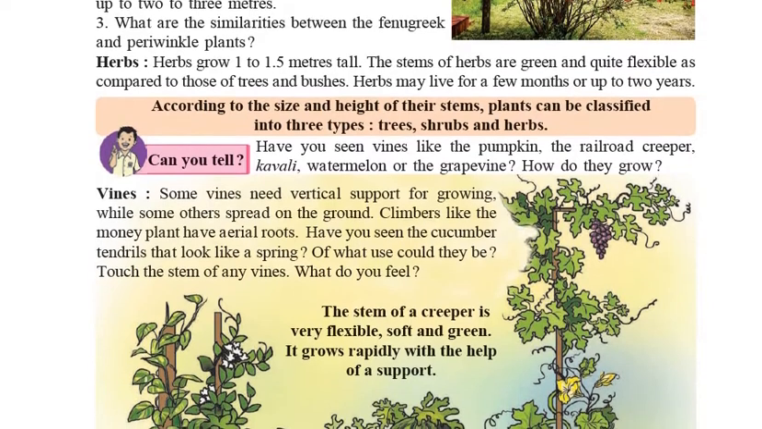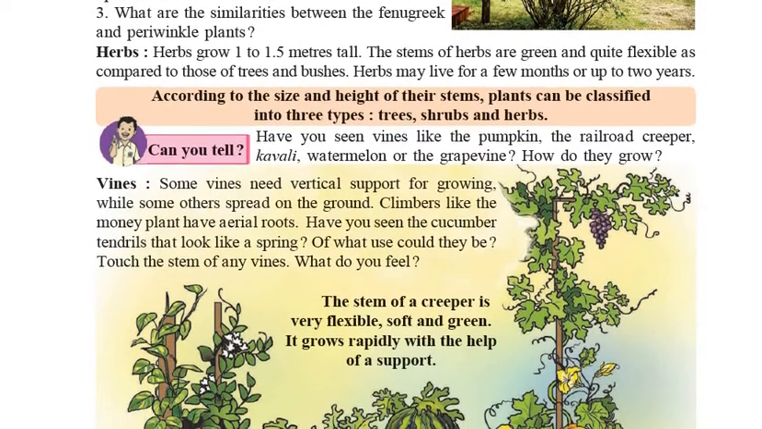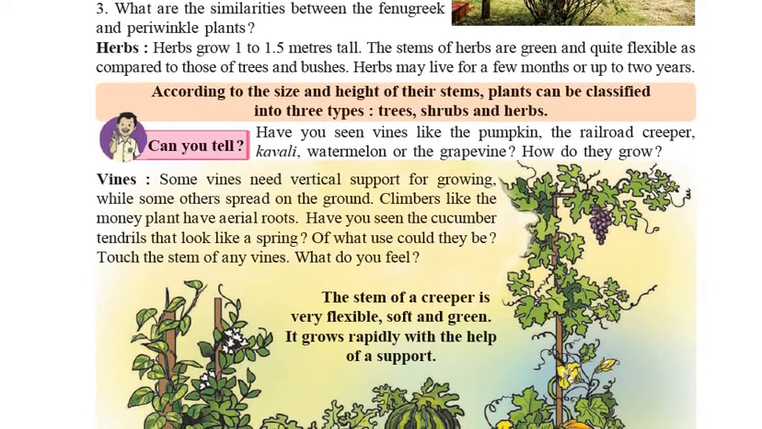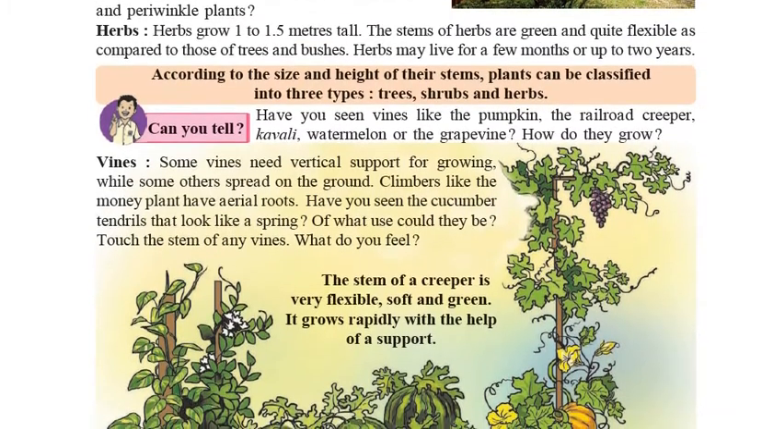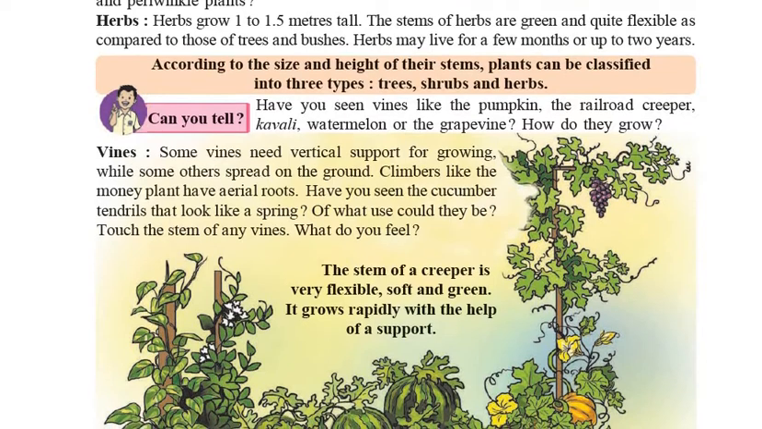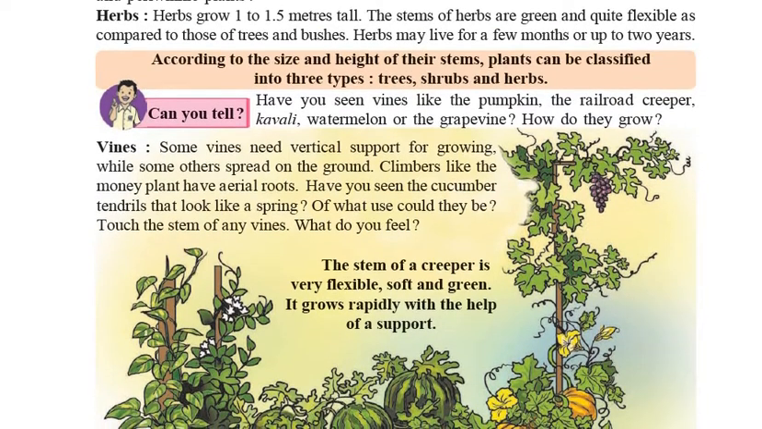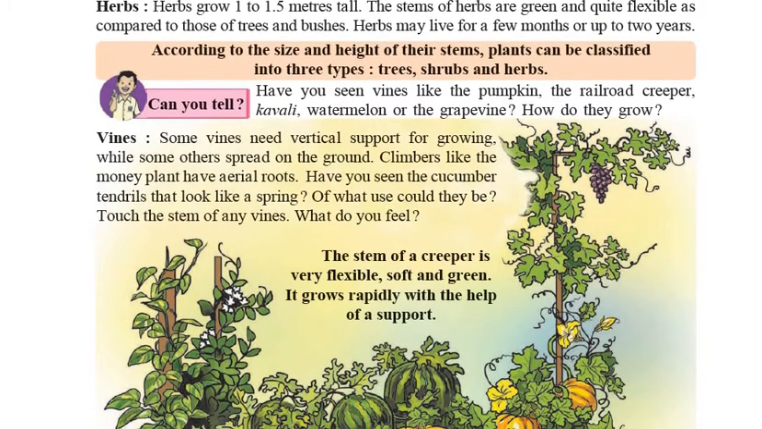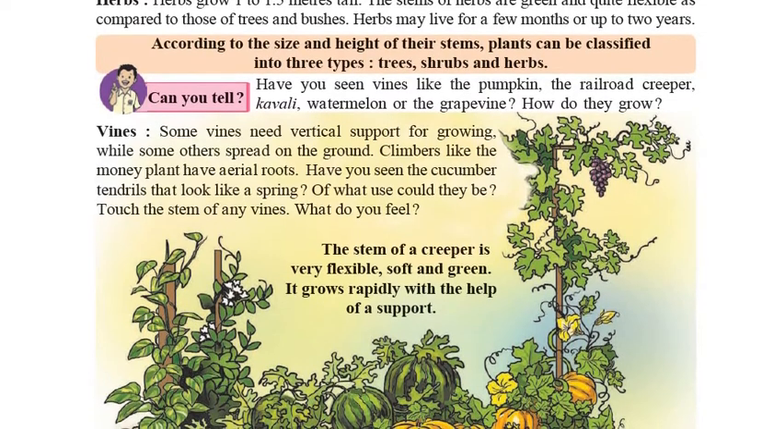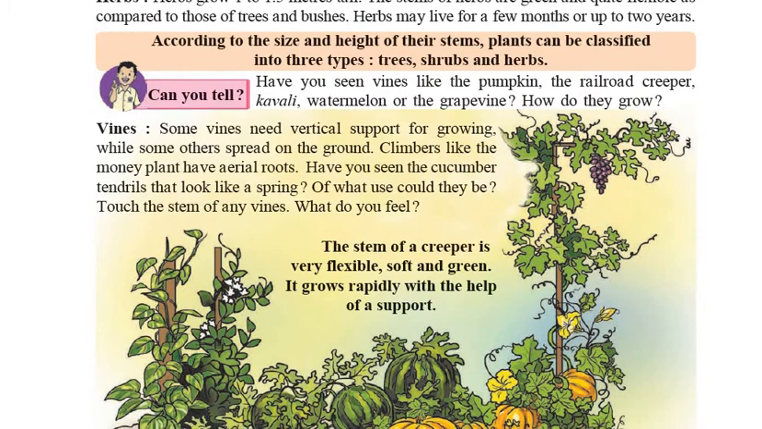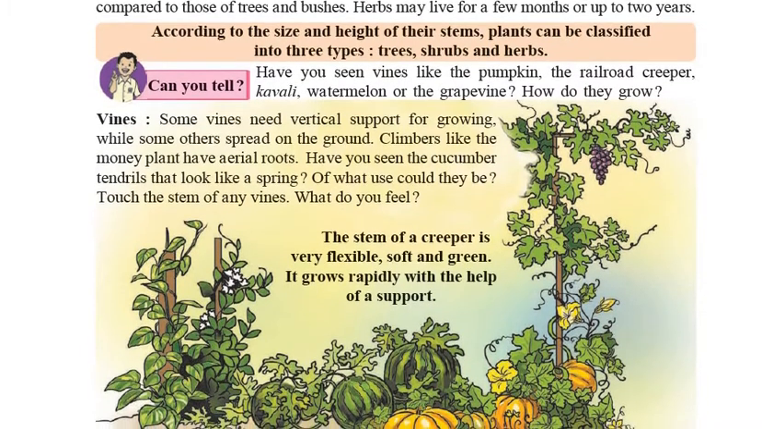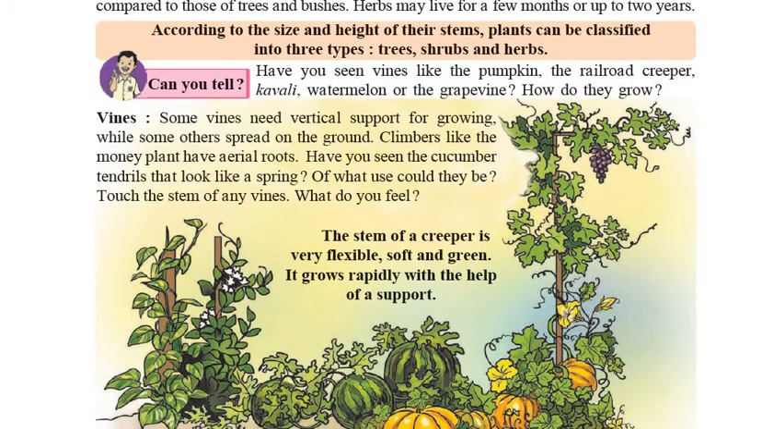What are the similarities between the fenugreek and periwinkle plants? Herbs. Herbs grow 1 to 1.5 meters tall. The stems of herbs are green and quite flexible as compared to those of trees and shrubs. Herbs may live for a few months or up to 2 years. According to the size and height of their stems, plants can be classified into 3 types: trees, shrubs, and herbs.